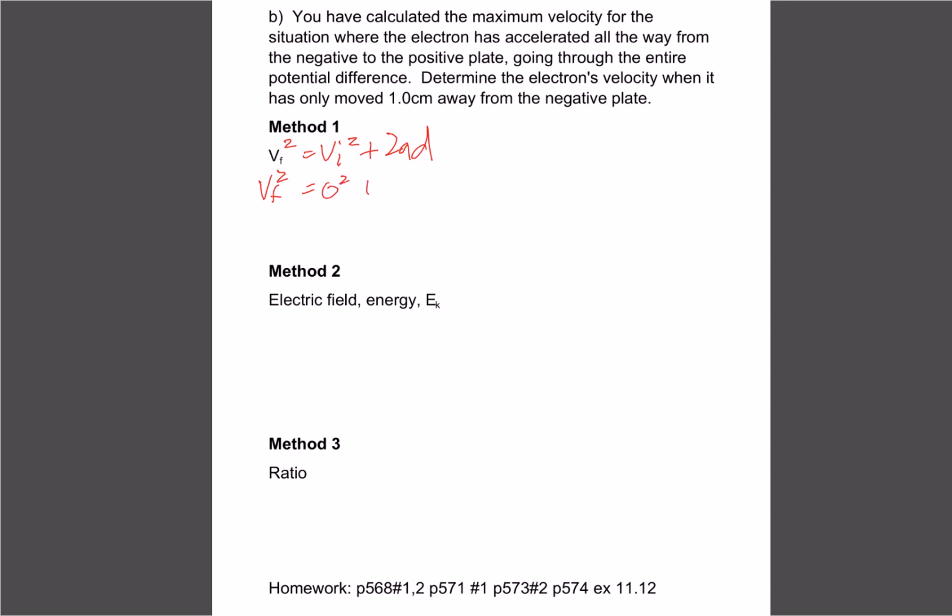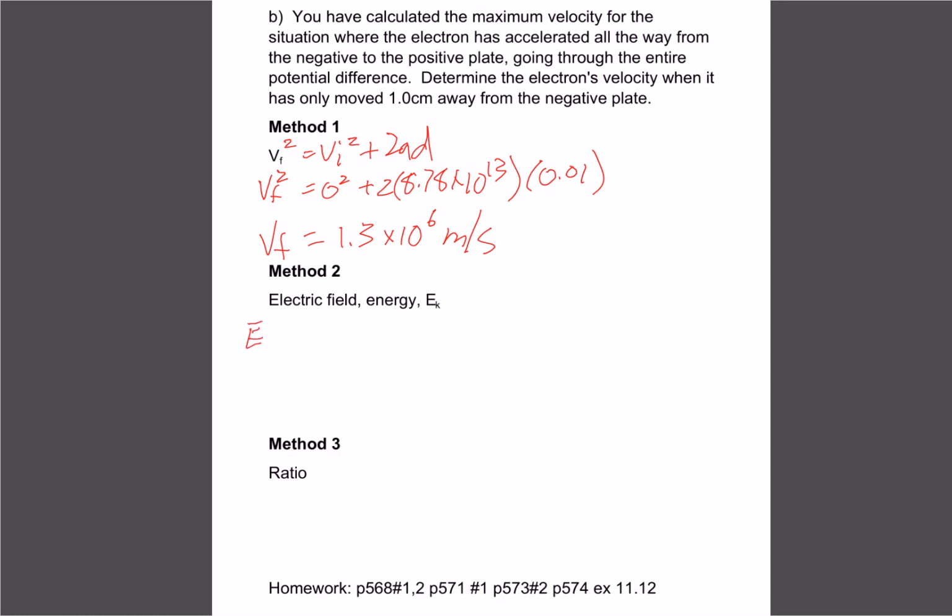centimeters. So our Vi was 0. Our acceleration we calculated was 8.78. And our distance we put in as 1 centimeter instead of 4 centimeters. So we get a final velocity once you plug all that in and square root it. We get 1.3 times 10 to the 6. Okay? Or we can kind of go back to what we did with the electric field stuff.